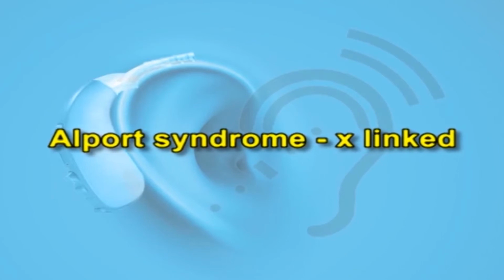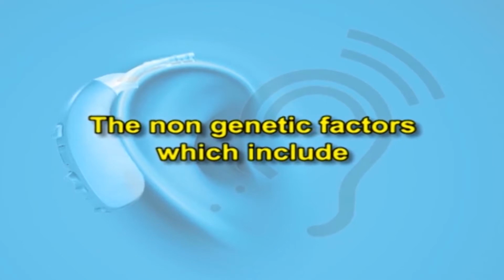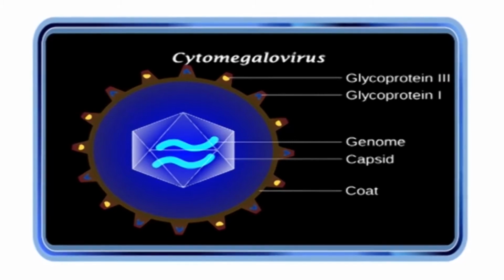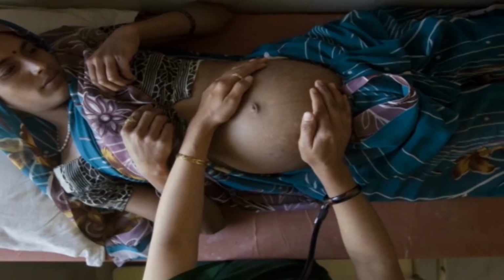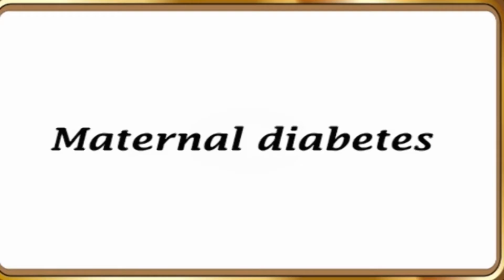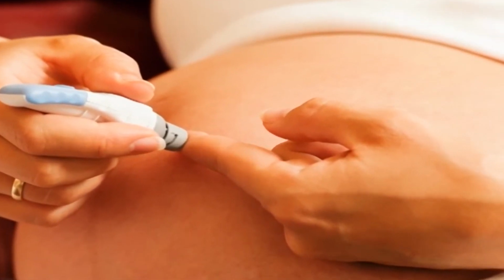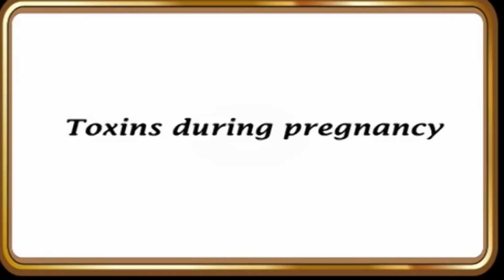Next we are going to discuss the non-genetic factors, which include maternal infection such as rubella, cytomegalovirus and herpes simplex virus. The second one is anoxia. It means lack of oxygen to the child during delivery, that is, after the birth of the child. The third one is maternal diabetes, that is, during pregnancy the pregnant woman is affected by diabetes. Then the fourth one is toxins during pregnancy.